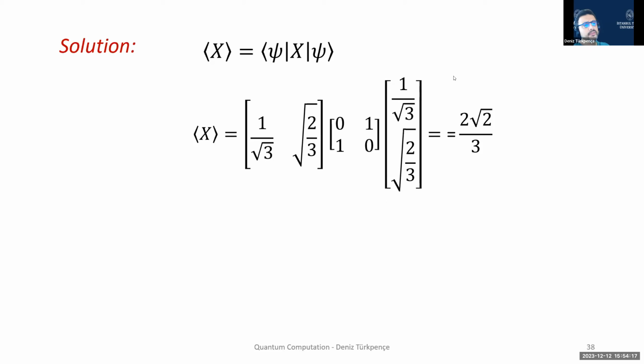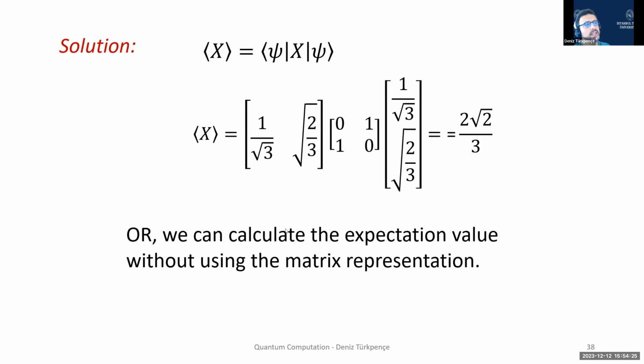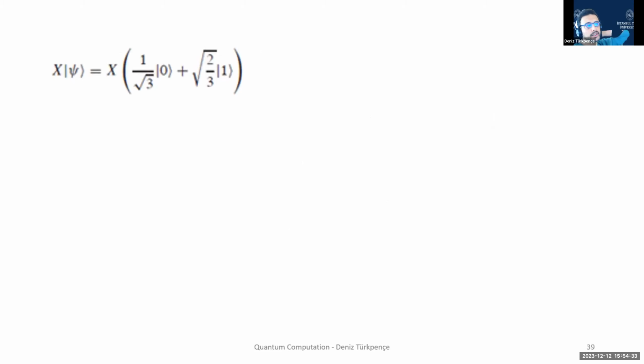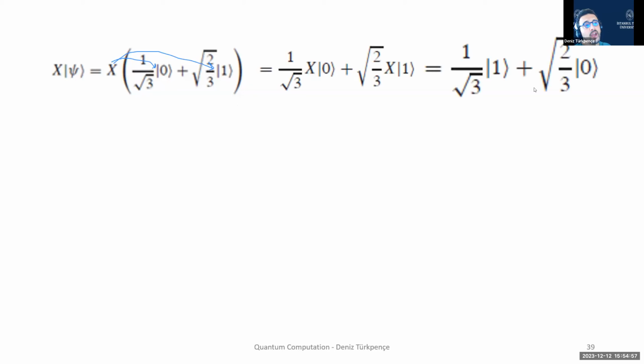But as the matrices become larger, and if you don't like matrix multiplication, you can calculate this expectation value without using the matrix representation, by using the Dirac notation. So here again, let's try to calculate the same result using the Dirac notation. X multiplied by psi. Here we have an X operator, and we distribute this X operator into the basis. In the previous slide, we know the effect of X on the zero basis, and we know the effect of X on the one basis. So it just inverts. This is our first result when we apply X to psi.